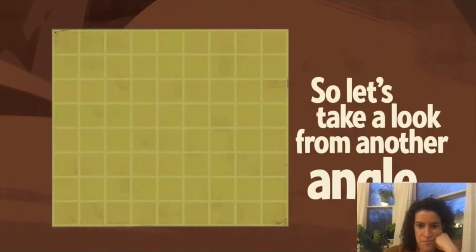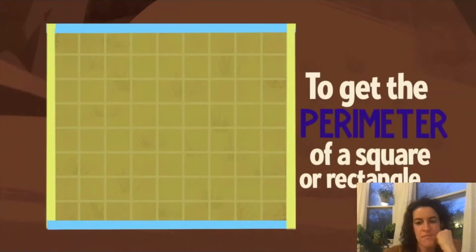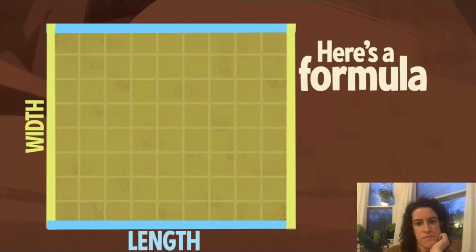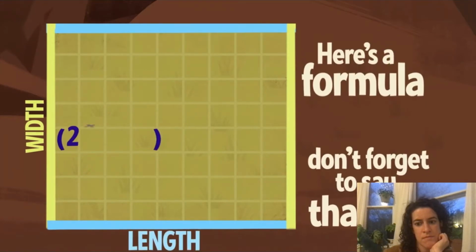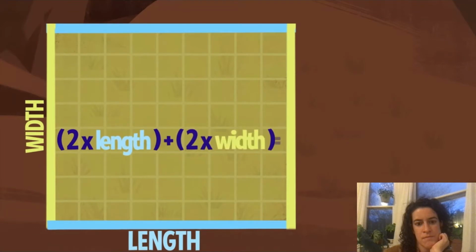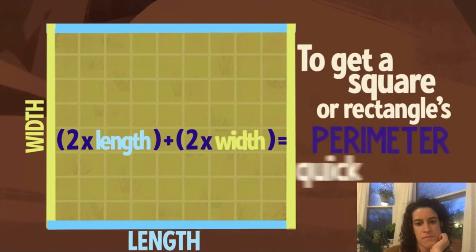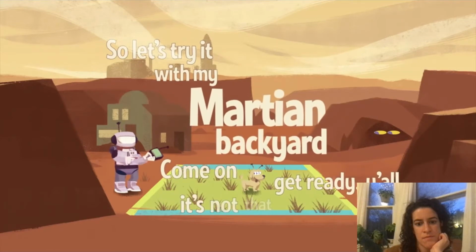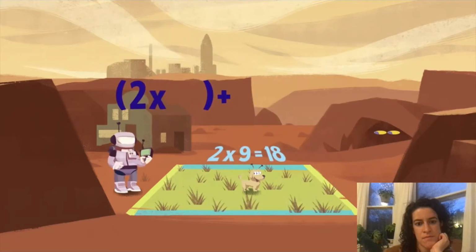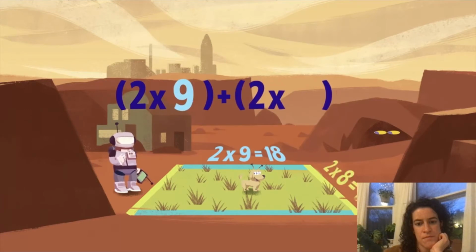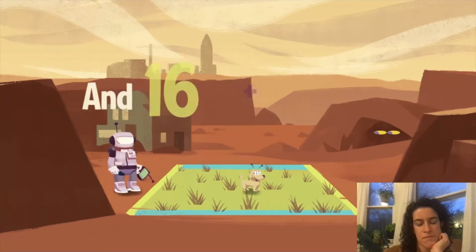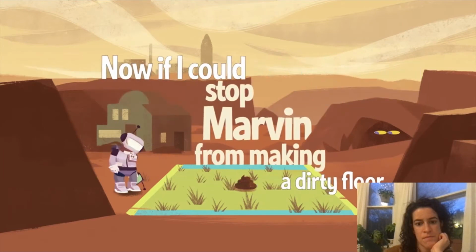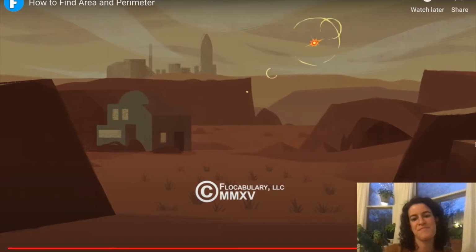So let's take a look from another angle. To get the perimeter of a square or rectangle, you add 2 widths plus 2 lengths. Here's a formula, don't forget to say thanks. 2 times length plus 2 times width to get a square or rectangle's perimeter quick. So let's try it with my Martian backyard. Come on, get ready, y'all. It's not that hard. 2 times the length of 9 is 18, and 2 times the width of 8 is 16, and 16 plus 18 is 34. Now, if I can stop Marvin from making a dirty floor, come on, Marvin.